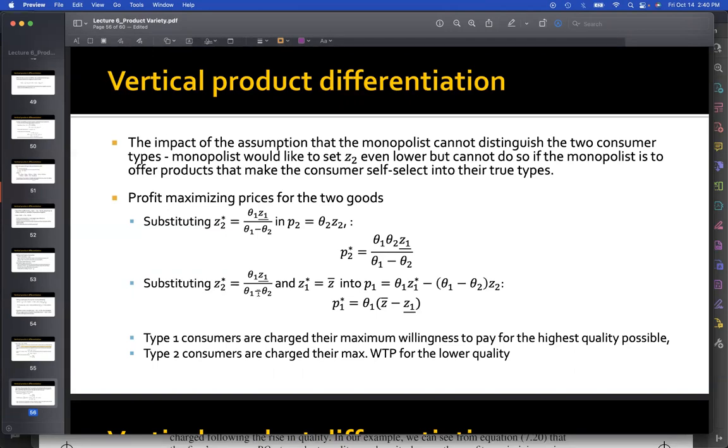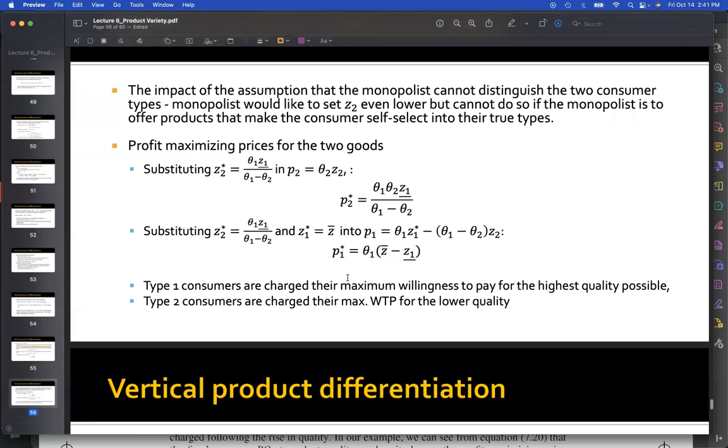Substituting Z star 2 and Z1 star Z over bar into P1, which is equal to this, will give you this P star, which is again just theta 1 times whatever the highest Z is minus Z1 under bar. So this is the entirety of group 1's willingness to pay being siphoned into the price. Type 1 consumers are charged their maximum willingness to pay for the highest quality possible. And in the same manner, type 2 consumers are charged their maximum willingness to pay for the lower quality.